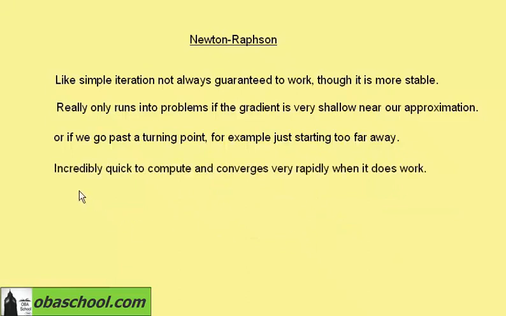However, the Newton-Raphson does have the following advantage. It is incredibly quick to compute and converges very rapidly when it does work. Because of this, Newton-Raphson is often the method of choice. It doesn't fail very often, like x equals g of x, and it is very, very rapid when it does work, especially compared to linear interpolation and interval bisection.